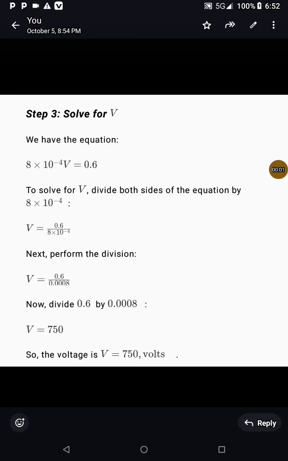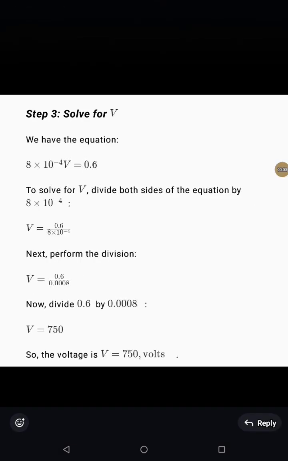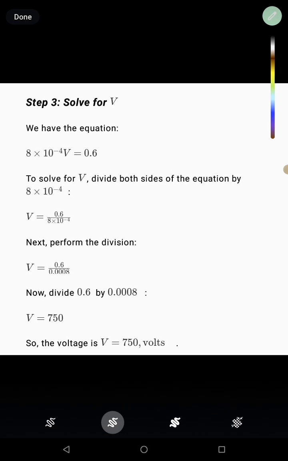So next, and then continue. We told you what you need to do: just set it, right? So we set this one equal to this. Then the next thing, you divide both sides by 8 times 10 raised to minus 4. Obviously, you know that. So that will be 0.6 over 8 times 10 raised to minus 4. When you divide both sides, the 8 times 10 raised to minus 4 cancels on this side. Then we are left with V equals 0.6 over 8 times 10 raised to minus 4.